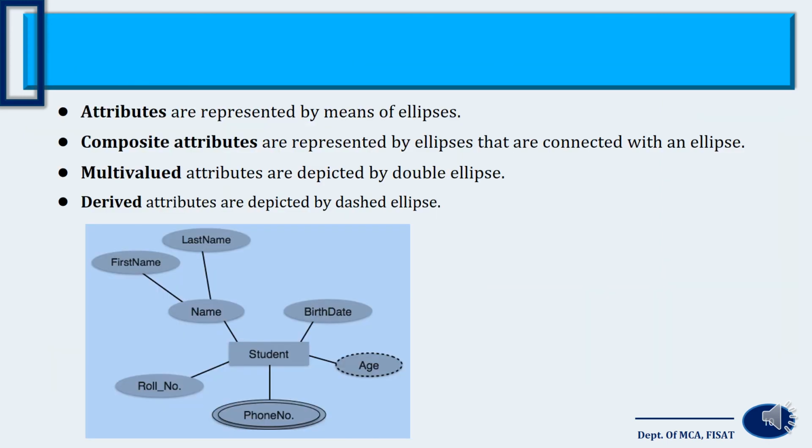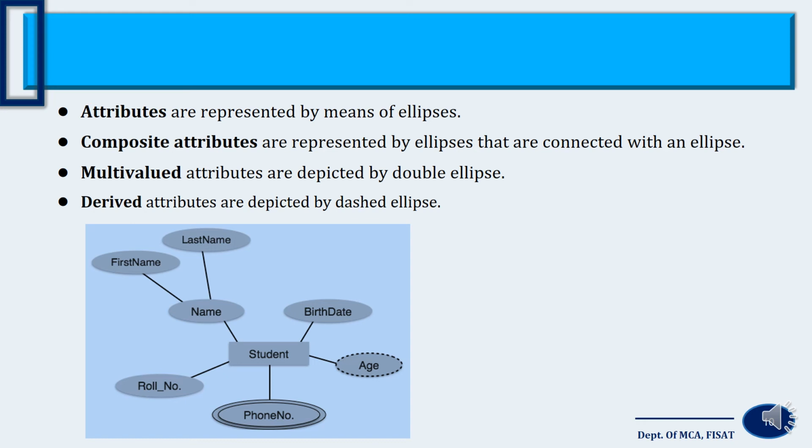And in Chen's notation, how are we going to represent that? So these attributes are represented by ellipses. Composite attributes are represented by ellipses that are connected with other ellipses. For example, the name is represented by an ellipse. Again, the name is connected to two more ellipses, first name and last name. So this is the method for representing the composite attributes.